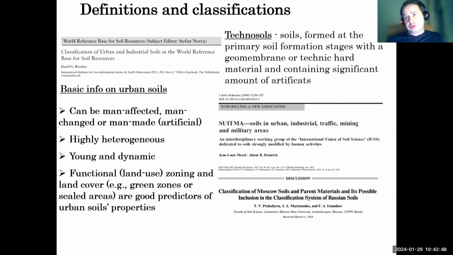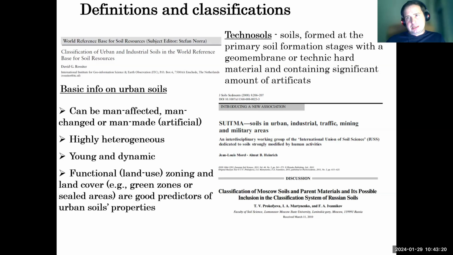We usually talk about working with technosoils, but of course, not all urban soils are technosoils. Soils of green infrastructures are quite often not technosoils, or at least not with such a definition. So in this regard, we have SUITMA, soils of urban, industrial, traffic, mining, and military areas. That's a broader definition. And there are some national classifications, like in Russia or in Poland. There are more detailed classifications where, let's say, soils of parks, soils of residential areas, and soils of industrial sites are from different domains.